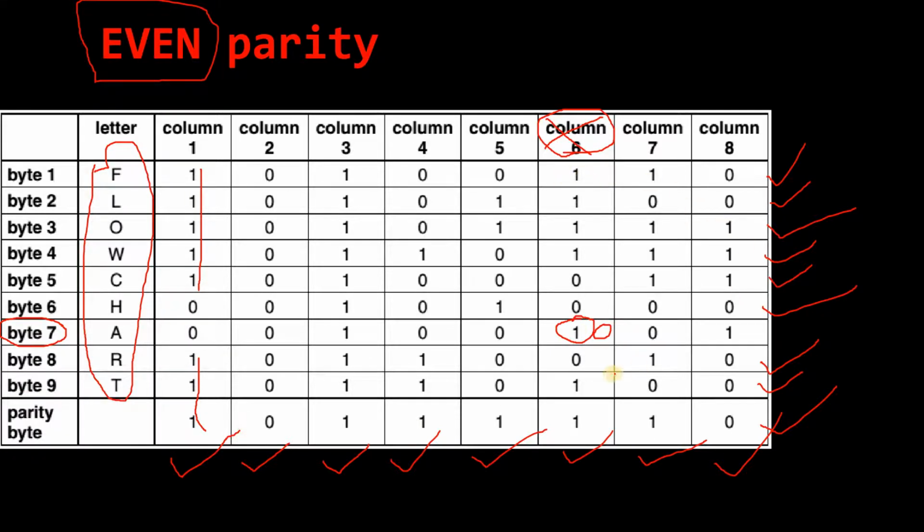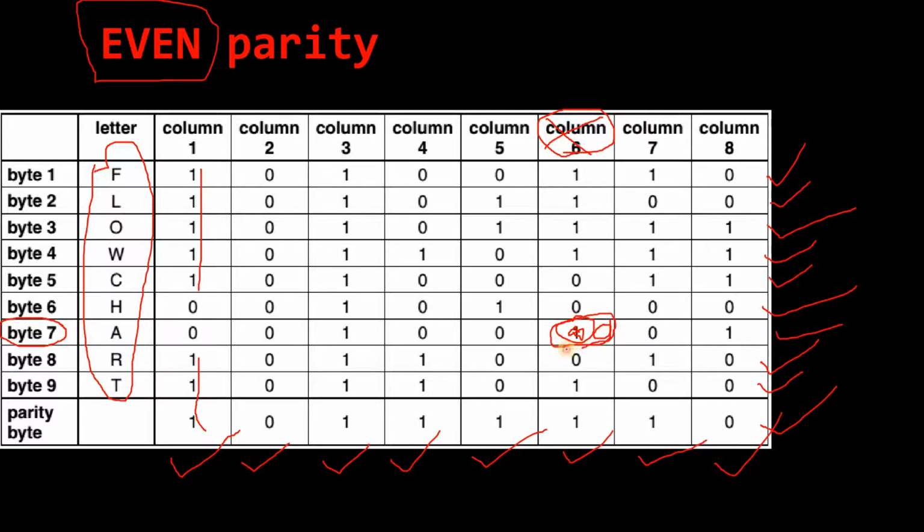Look at this. When I change this to 0, 1 has been removed. It is 0 if the bit is corrected. 1, 2, 3, 4, 5, 6. It is solved. Column 6 is solved. And also byte 7. 1, 2. That is also solved. Got it?